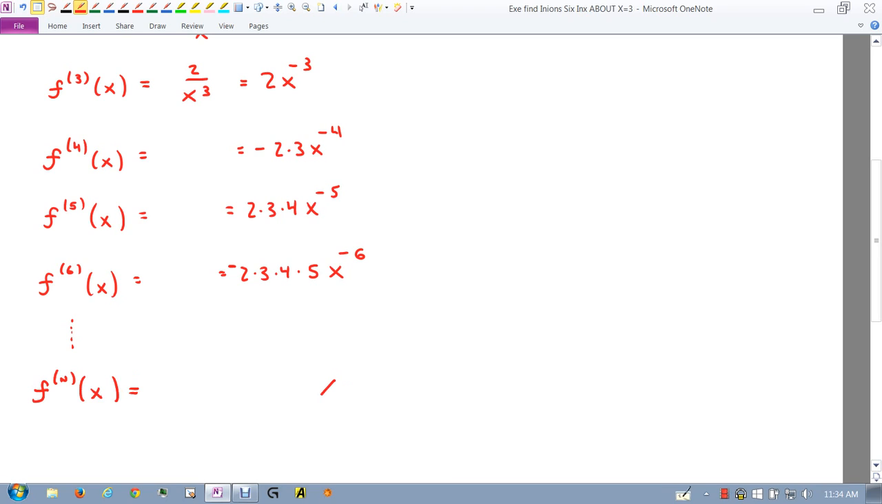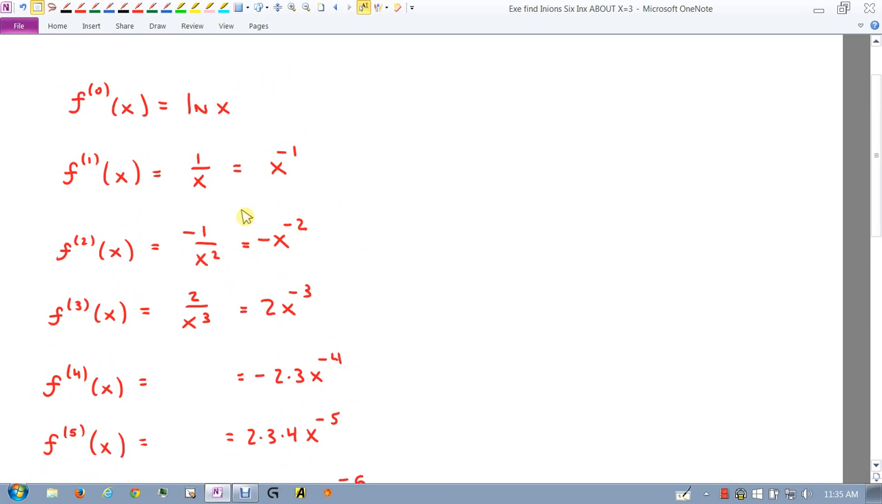Can anyone tell me what the power on the x will be? So for the sixth derivative, what was the power here? Fifth derivative, fourth derivative, right? So this should be x to the negative n. And then tell me about the number in front here. 2 times 3 times 4 times 5. 2 times 3 times 4. It's n minus 1 factorial. Looks like what's in front of this. That's multiplication right there. And then it alternates in signs, doesn't it?